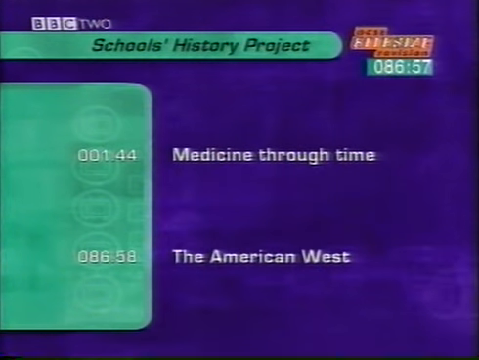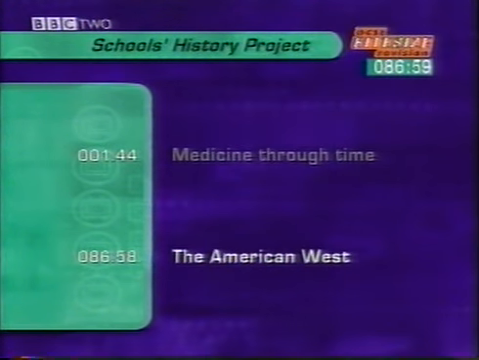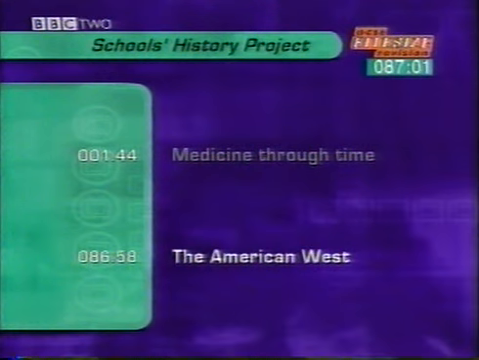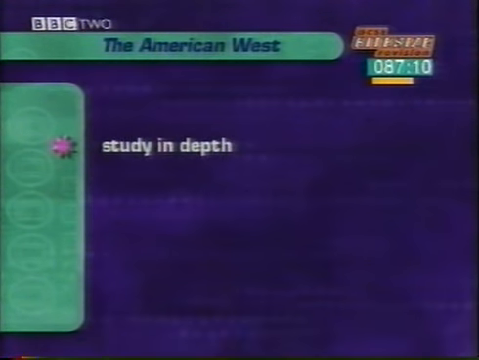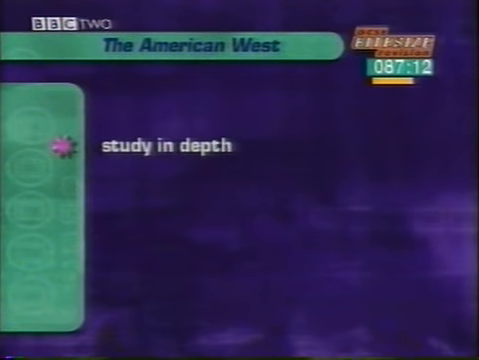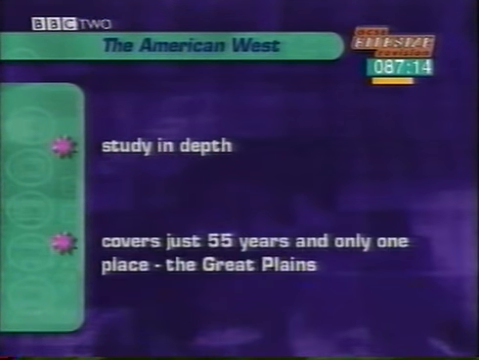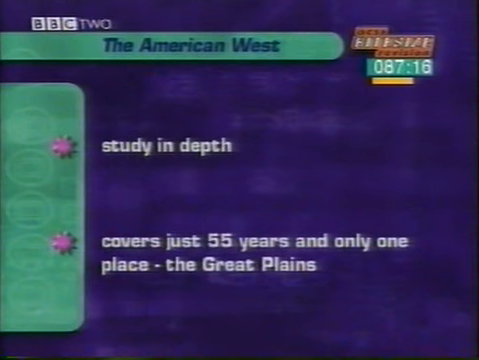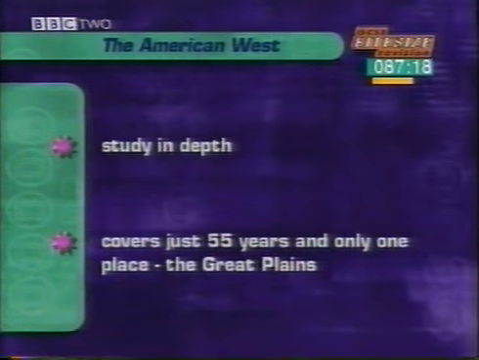The second part of this programme focuses on the American West module of the GCSE History syllabus. The American West is a study in depth. This is very different from a development study like the history of medicine. In this kind of study, you only cover a short period, in this case 55 years from 1840 to 1895.